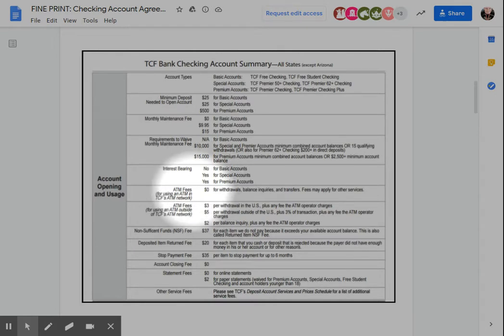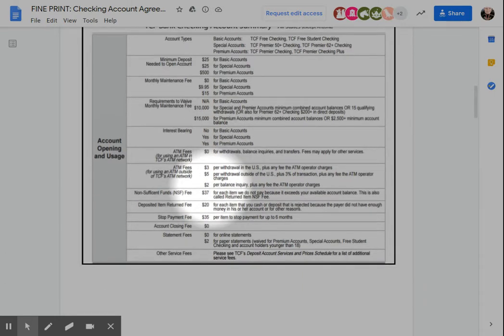ATM fees. So if I am using an in-network TCF ATM, I do not have any ATM fees. If I am outside of the network, you can see then I'm going to have different fees based upon what it is that I'm doing.